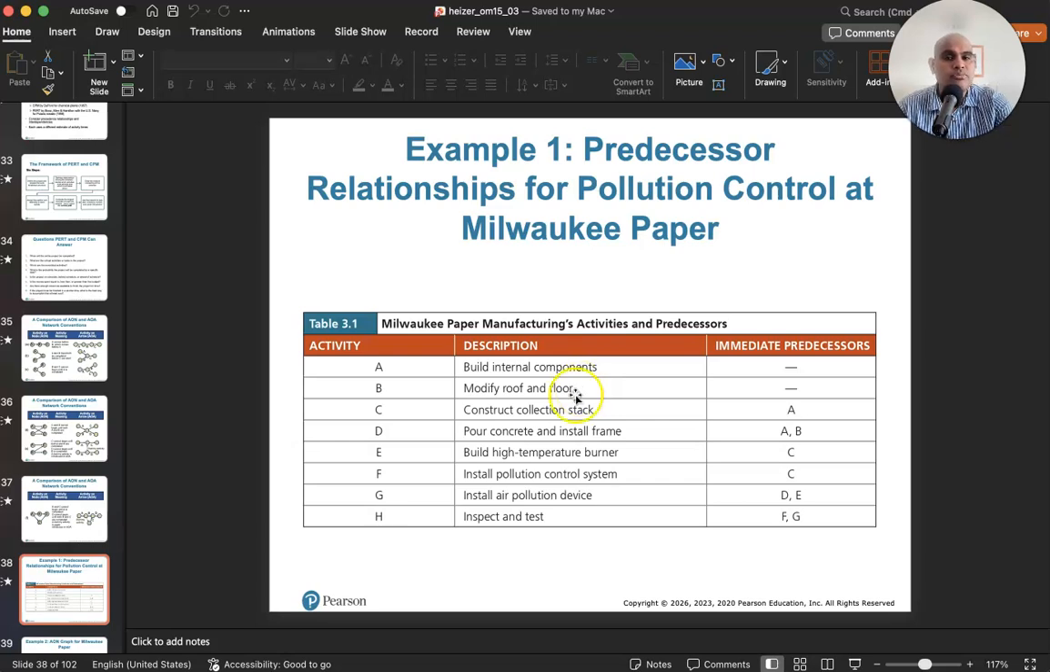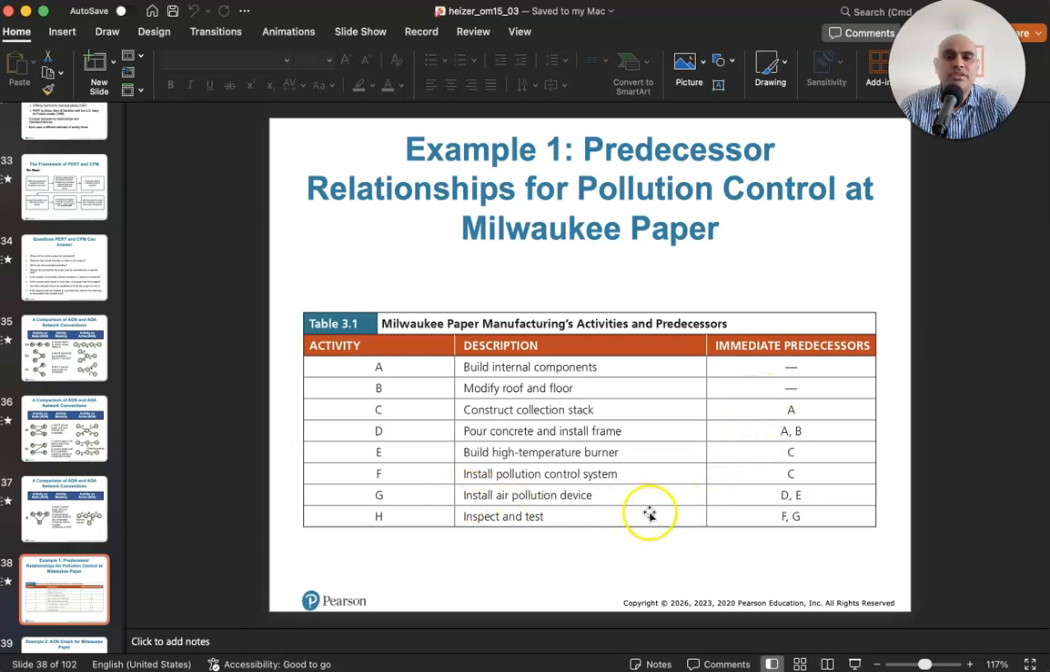So once roof and floor is modified, that's when you can pour the concrete, install the frame, and then you can put in the collection stack, right? Then you have to build the high temperature burner, which needs activity C to be done. And then you have to install the pollution control system, which also needs activity C to be done.